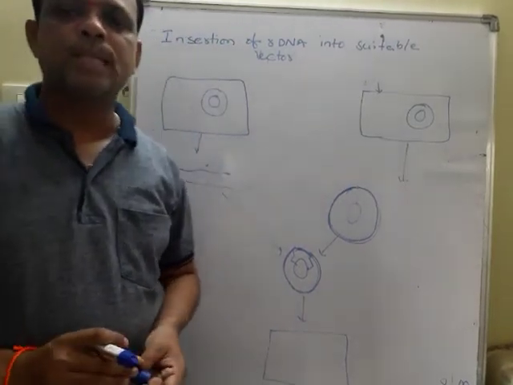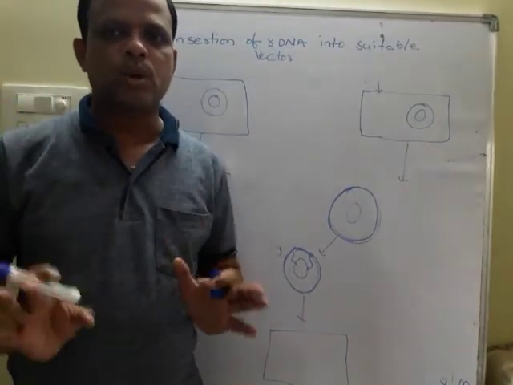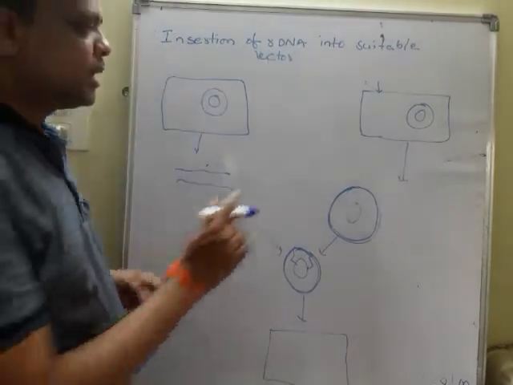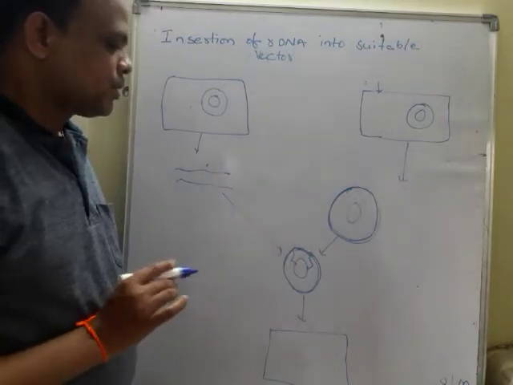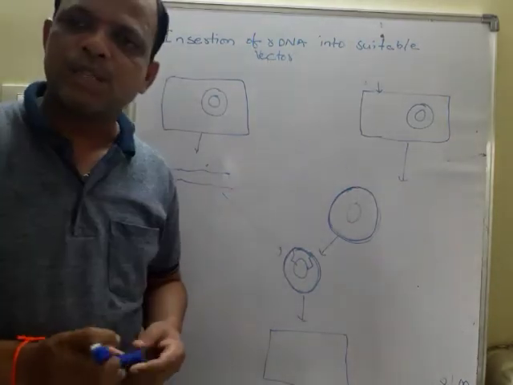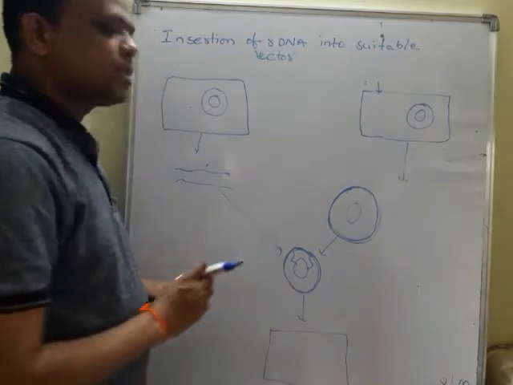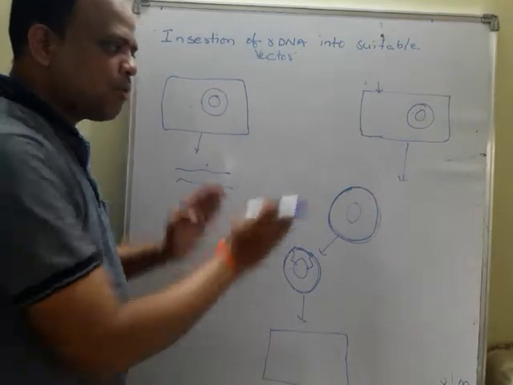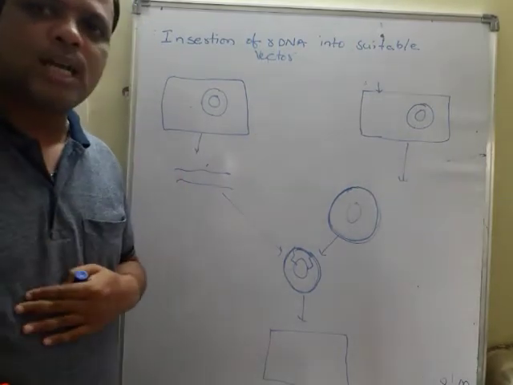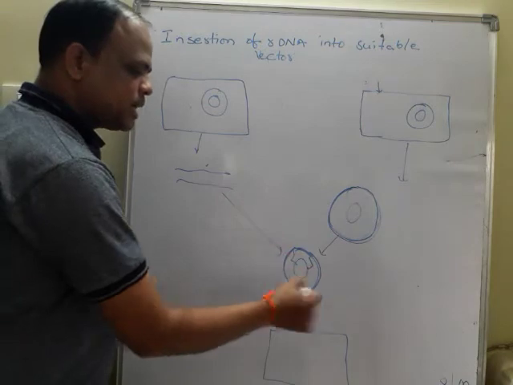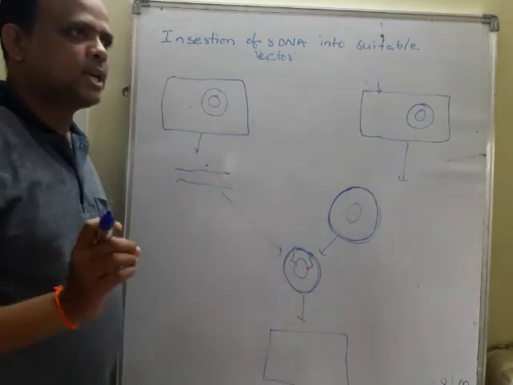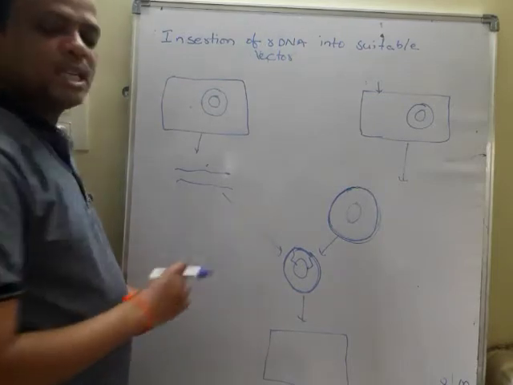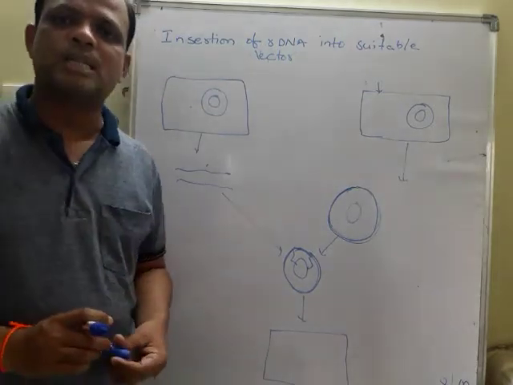A plasmid is a double stranded, circular, extra chromosomal molecule. These types of plasmids we are using as a vector. A vector means it carries the foreign gene from one organism to another organism. That is also called a carrier. Plasmids are also called carriers of foreign genes.